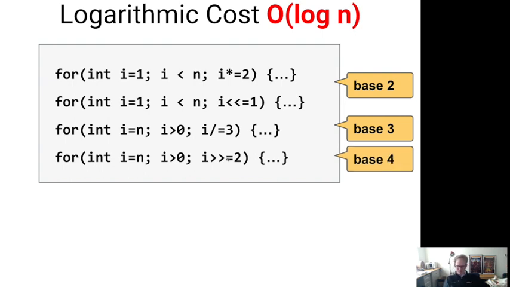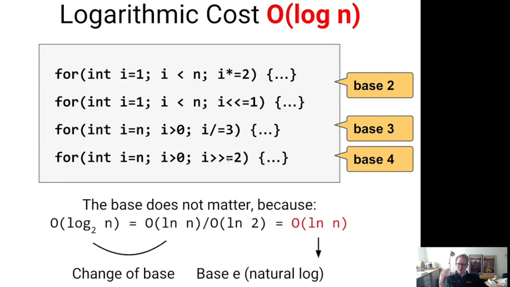So this is base 4. We can actually prove that none of this matters, which is one of the great things about complexity, that the base of the log doesn't matter. We still call that the same complexity because they all are equivalent.